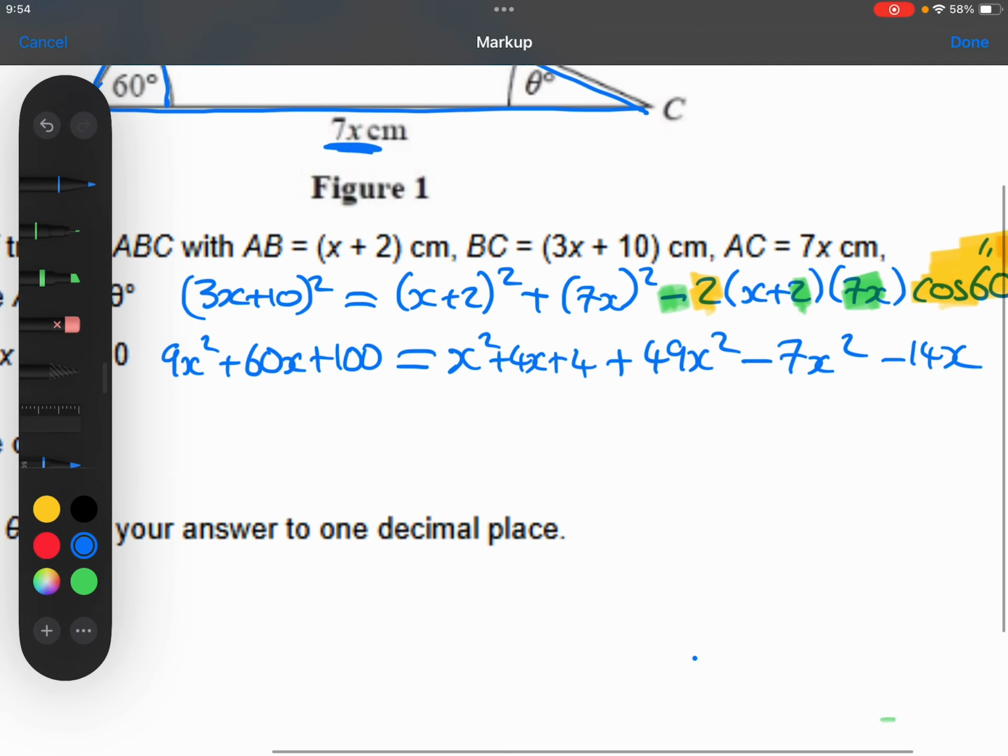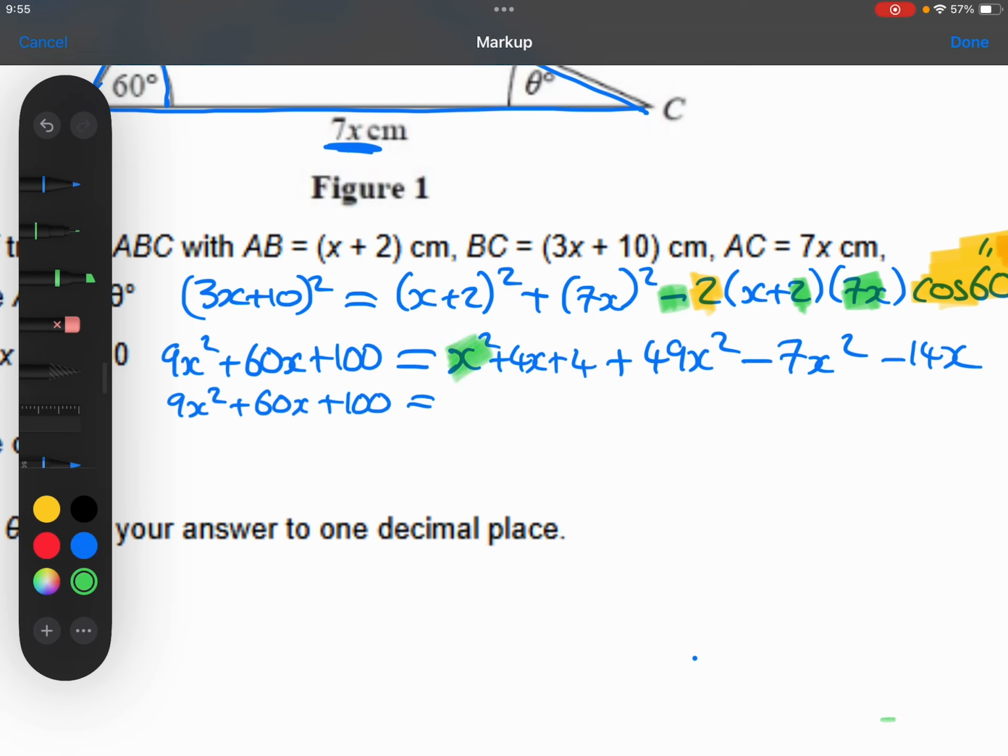Okay, carrying on from here. I'm going to leave the left-hand side as it is for now. The right-hand side, we've got an x squared plus 49x squared, so that's 50, minus 7x squared, so that's 43x squared. We've then got the 4x minus 14x, which is minus 10x, and we've got that extra plus 4 there.